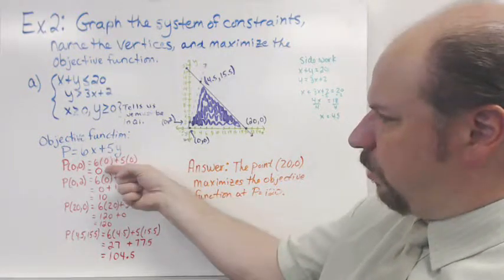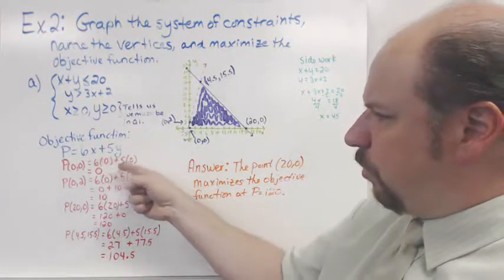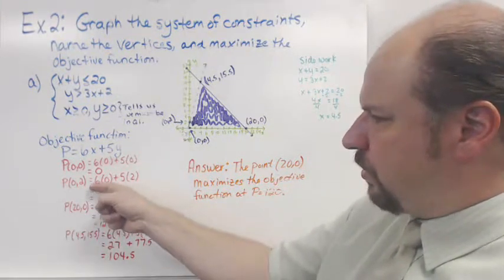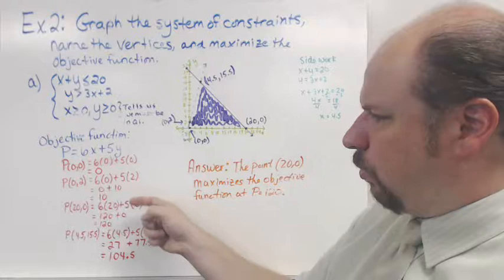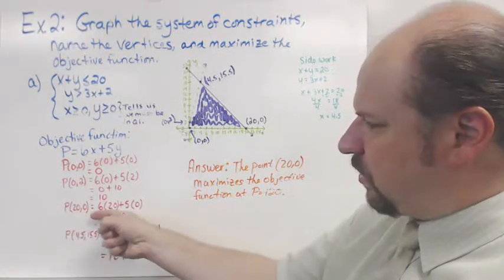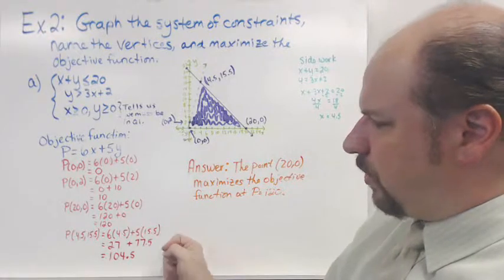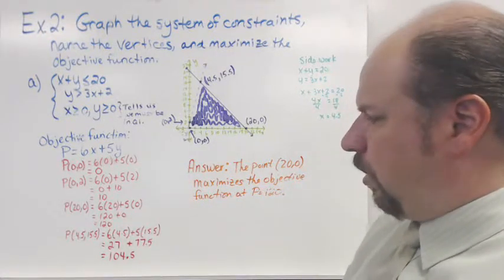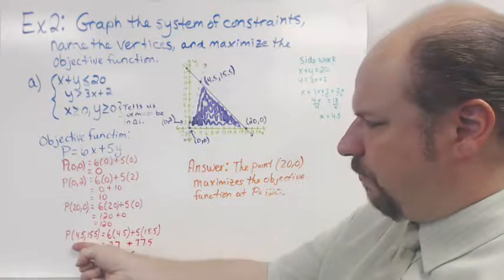So if we put in 0, 0, 6 times 0 plus 5 times 0 is 0. If we put in 0, 2, 6 times 0 plus 5 times 2 is 0 plus 10, which is 10. If we put in 20, 0, 6 times 20 plus 5 times 0 is 120 plus 0, which is 120. And then the last one, 4.5, 15.5.